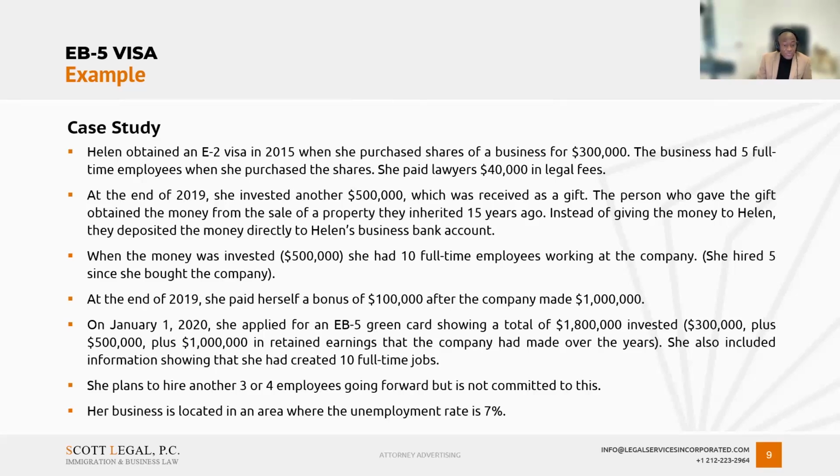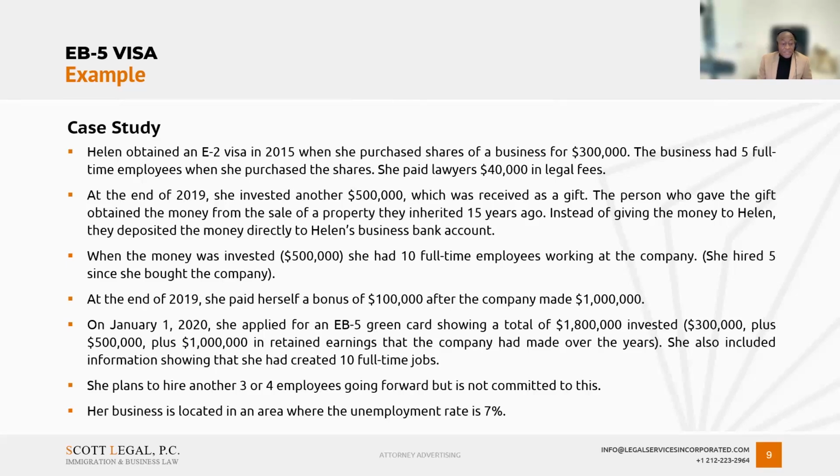In 2019, she invested another $500,000, and she got that from a gift. The person who gave the gift got that money from the sale of a property that they inherited 15 years ago. And instead of giving the money to Helen, they deposited the money directly into Helen's business bank account, right? That's something that they did. When the money was invested, by that time, because it's a little later, in 2019, she had 10 full-time employees. So she hired 5 more.